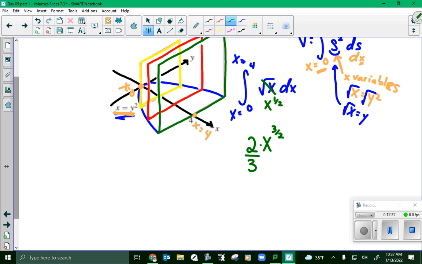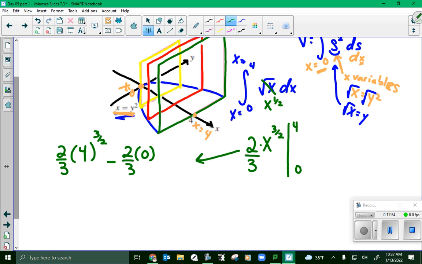And I want that from 4 to 0. Glory be, I get to put a 0 in again. So I've got 2/3 times 4 to the 3/2 minus, and I'm going to put a 0 in there. And I love zeros when they make everything go bye-bye. So I really just have to evaluate this.